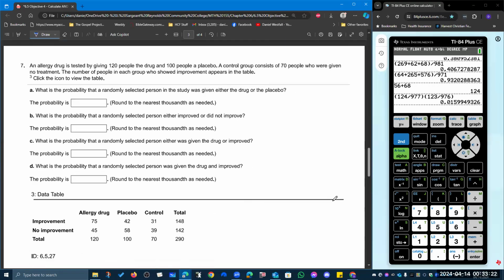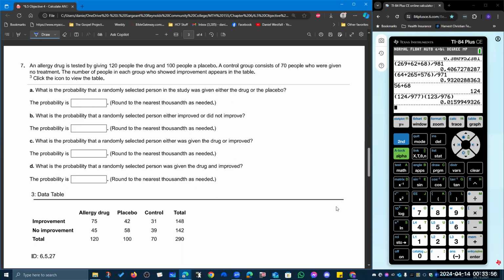An allergy drug is tested by giving 100 people the drug, 100 people a placebo, and a control group consists of 70 people who were given no treatment. The number of people in each group who showed improvement appears in the table. So improvement, no improvement, and then they give the totals for each group, and the total was 290. So we'll be using this number down here quite a bit.